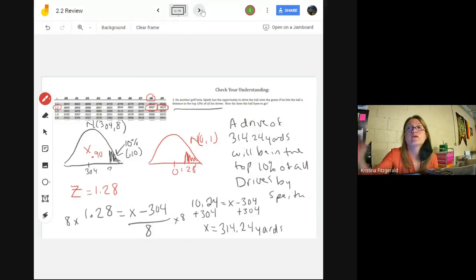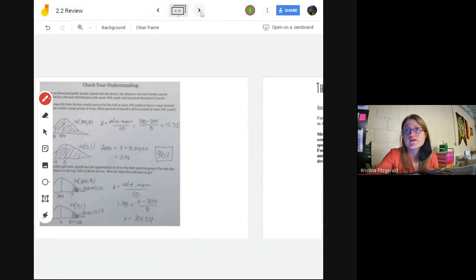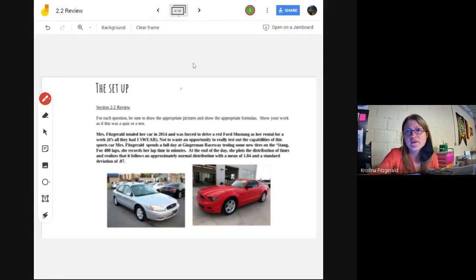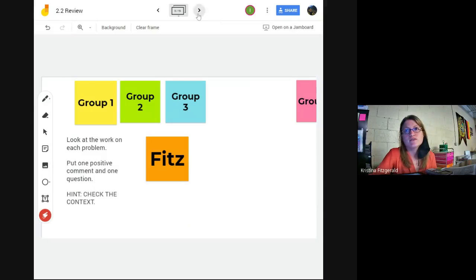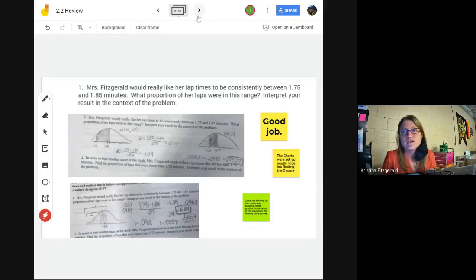Then we broke into groups and did a couple of questions for a scenario of Mrs. Fitzgerald totaling her car and having to drive a Mustang. We're pretending that I went to a raceway and took 400 laps in my Mustang that I had to rent for a week after I totaled my car. It follows a normal distribution, with a mean of 1.84 minutes and a standard deviation of 0.07 minutes. So we went through and did some group questions, and we did number one.